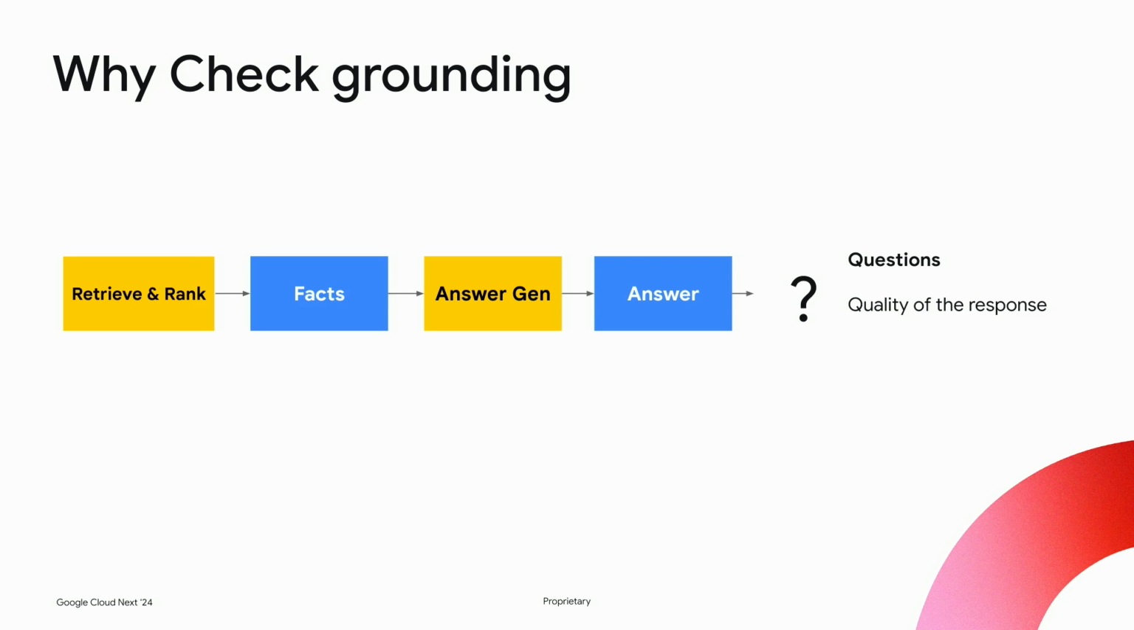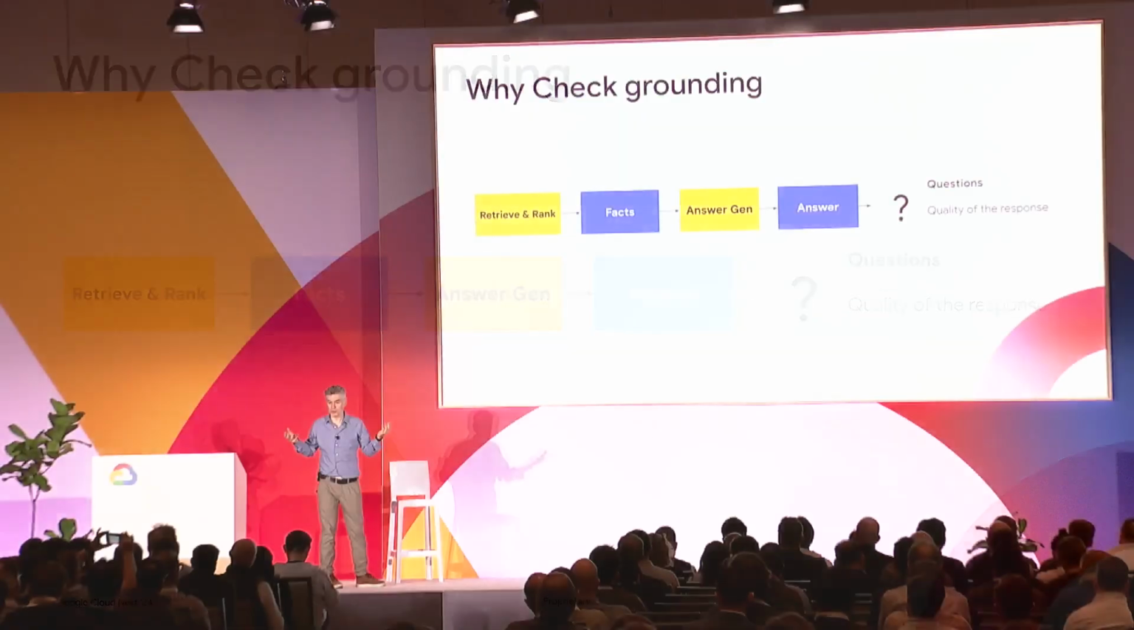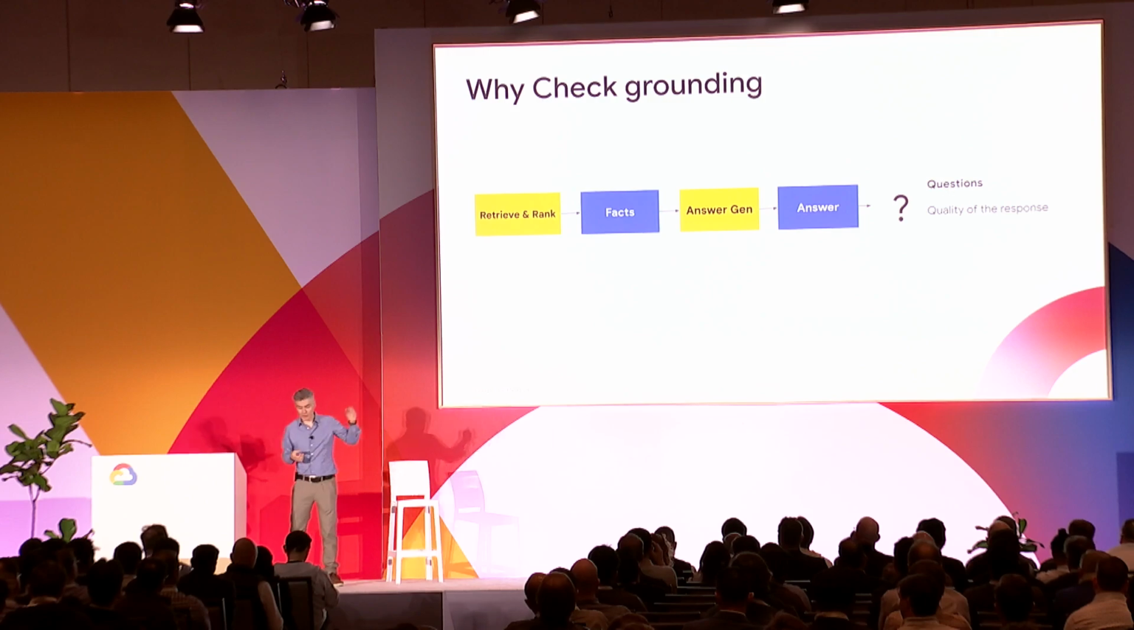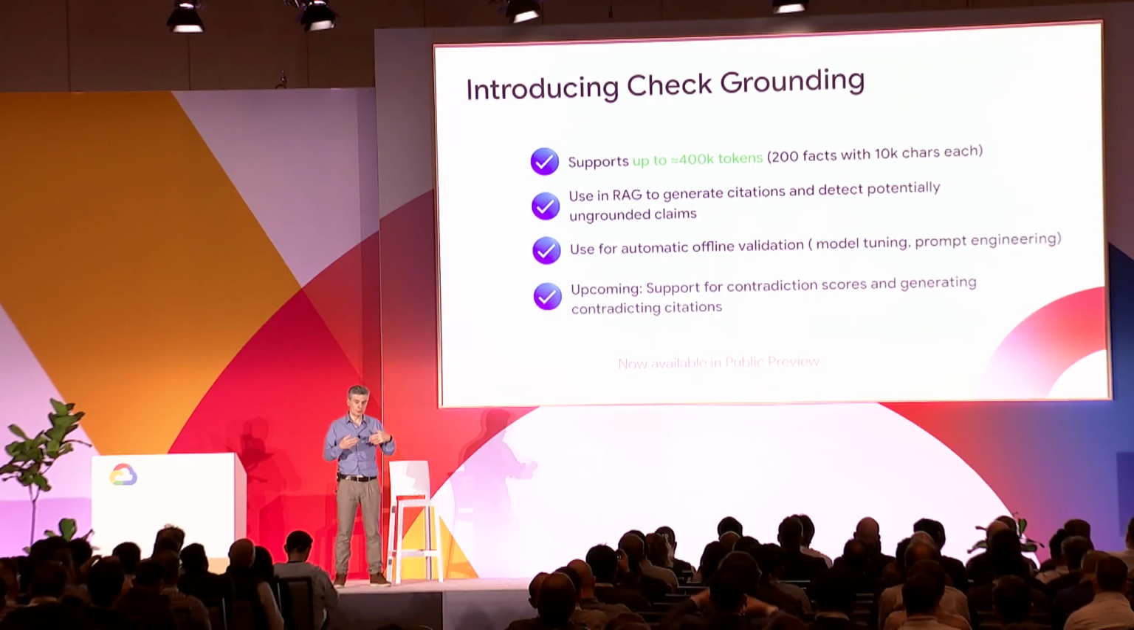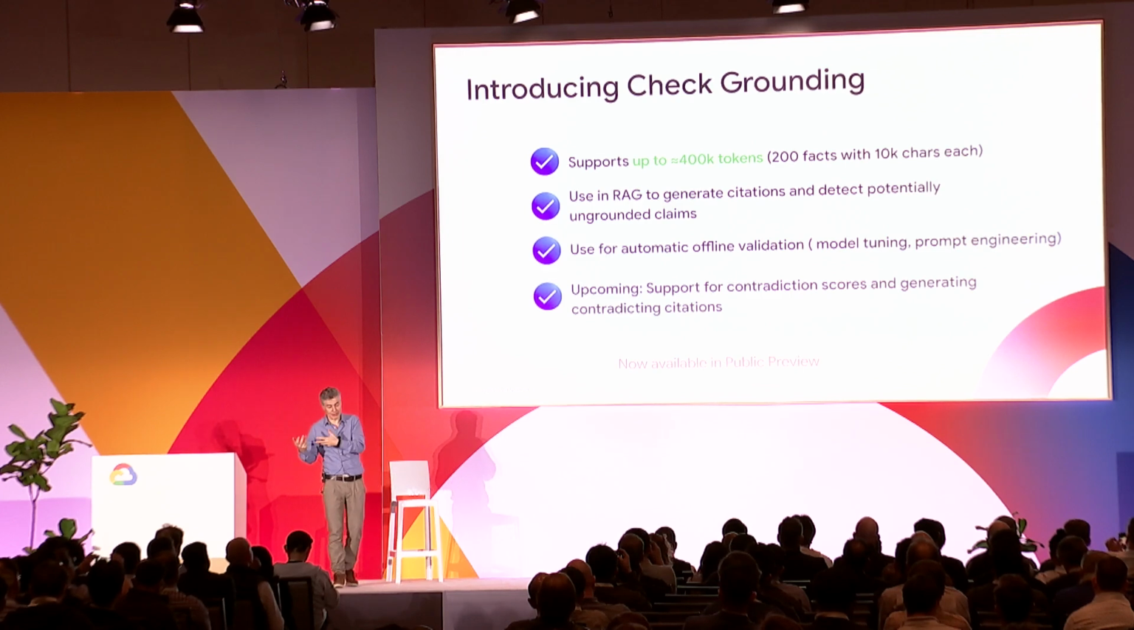I have my facts, I used my LLM to produce the answer, and now what's the quality of the response? So does it correspond to the facts? Are there hallucinations? This is what the check grounding API is trying to solve. You can provide to this API up to 200 facts with a total of up to 400,000 tokens. And you can use it in your RAG applications to ensure that the output is indeed grounded.